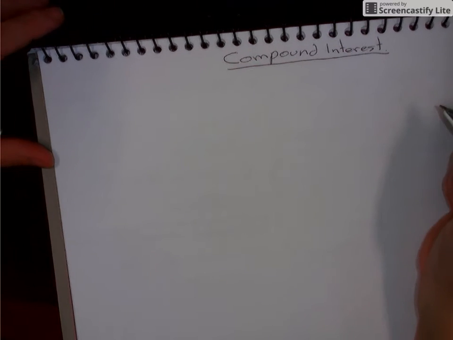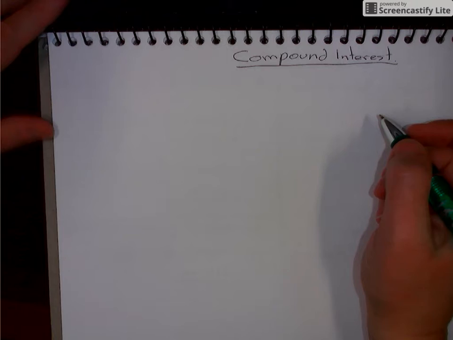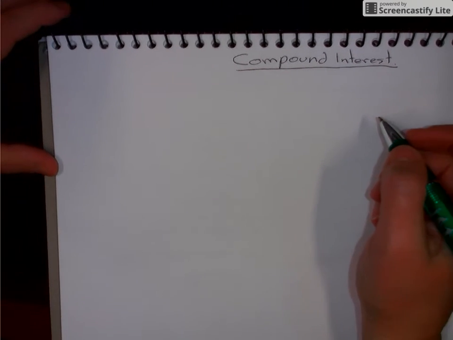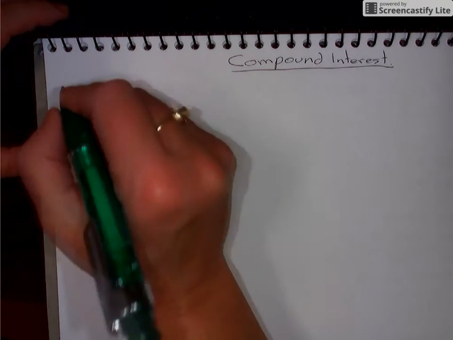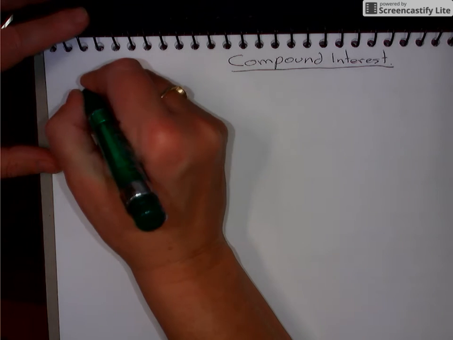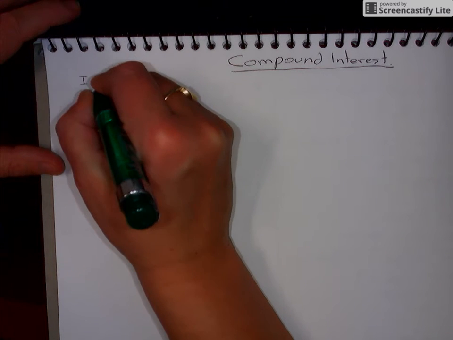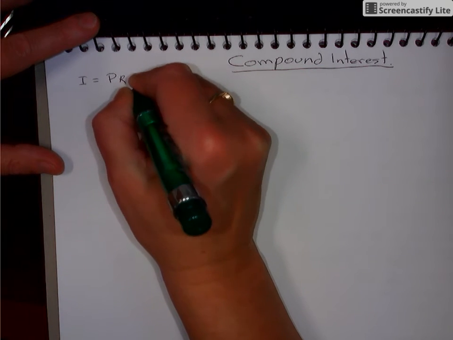Okay, so today what we're going to look at is compound interest. Compound interest is how we get interest on our interest. So previously we've done simple interest where we've used the formula I equals PRT.